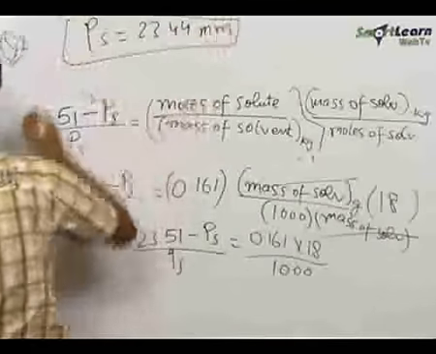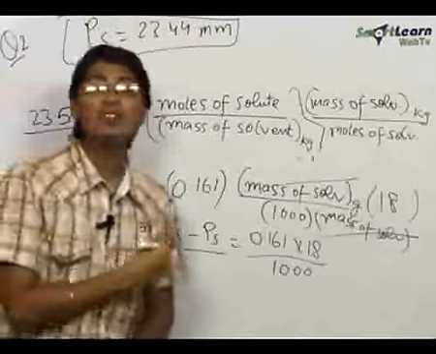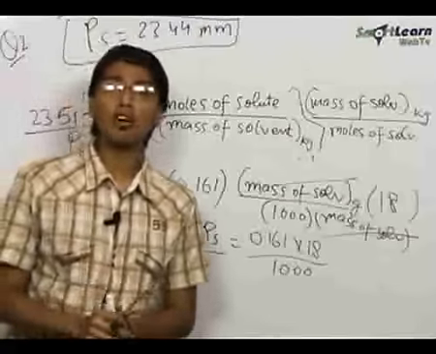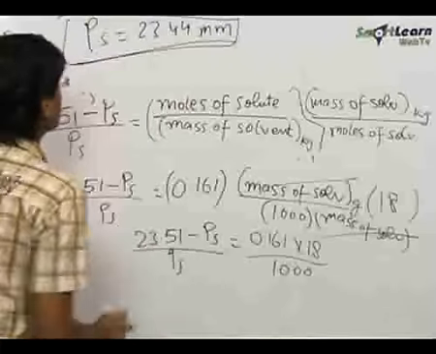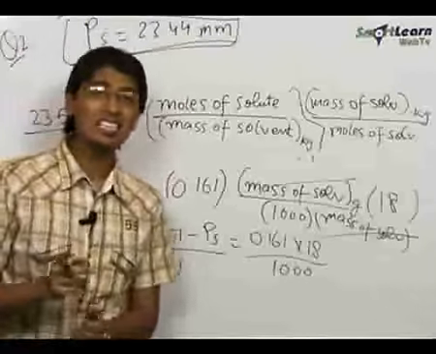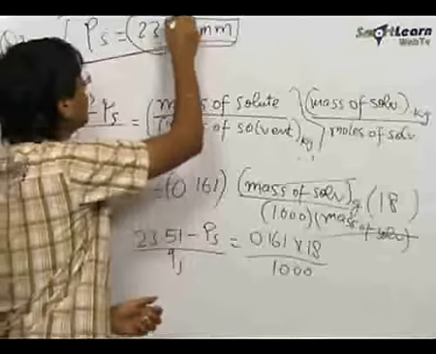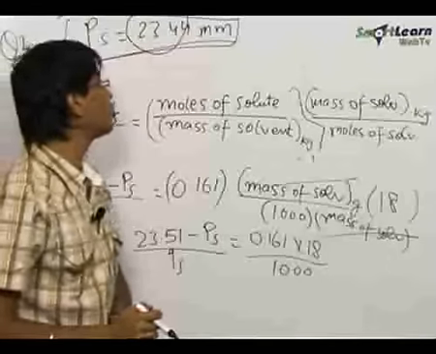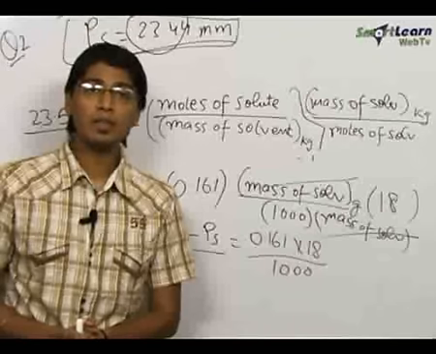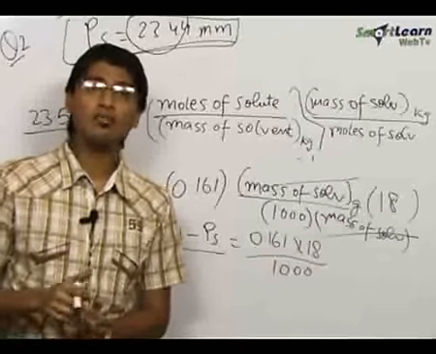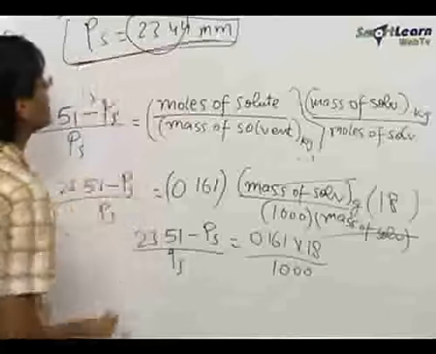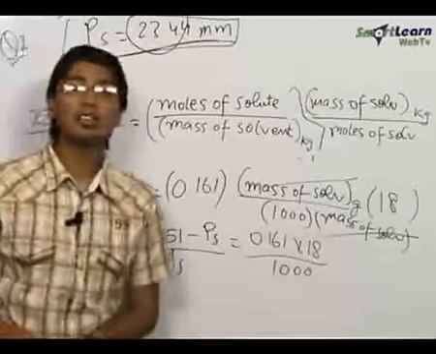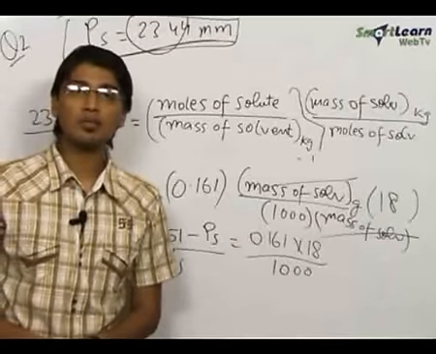millimeters of mercury. So here we can see that earlier the vapor pressure of water was 23.51 millimeters of mercury, and there is a lowering of vapor pressure on the addition of solute in the solvent, and the new vapor pressure of the solution is 23.44 millimeters of mercury. In this question we applied the general formula of Raoult's law and hence obtained the final answer as 23.44 millimeters of mercury as the final vapor pressure of the solution.